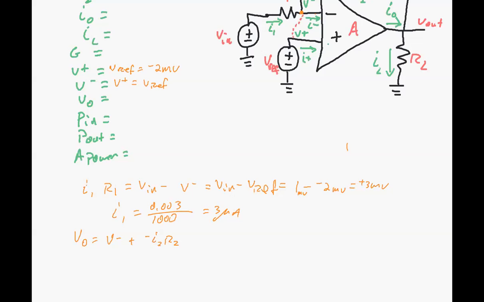So that equals, we have Vref on V minus, so that equals minus 0.002, minus 2 millivolts, minus 3 microamps times 50,000 ohms. That's in R2. So that would be minus 0.002 minus 0.15 volts, and that equals minus 0.152 volts on V out.